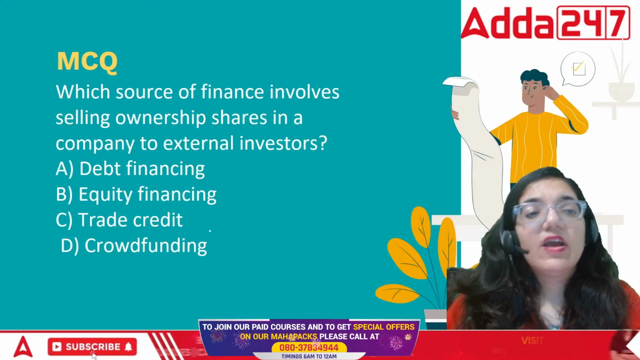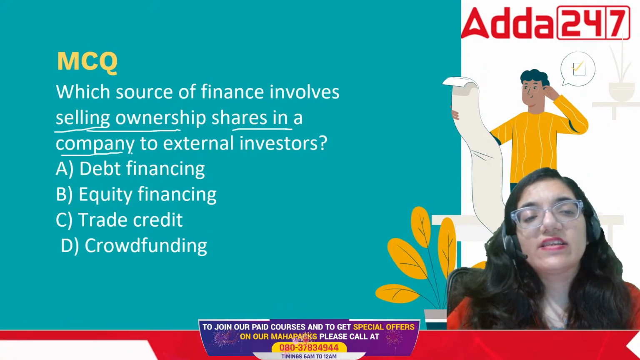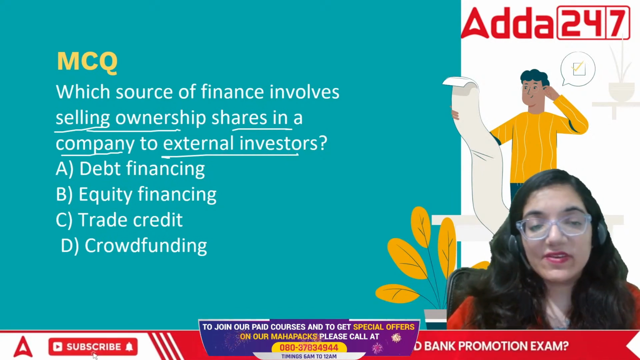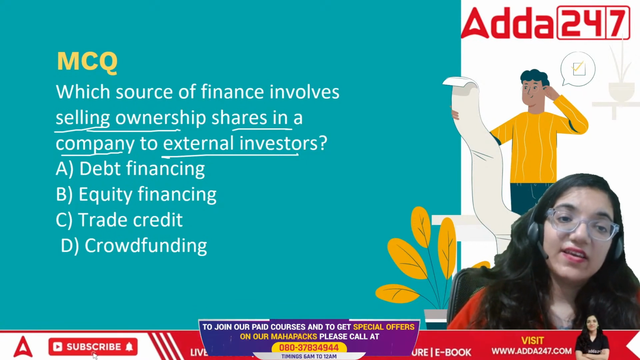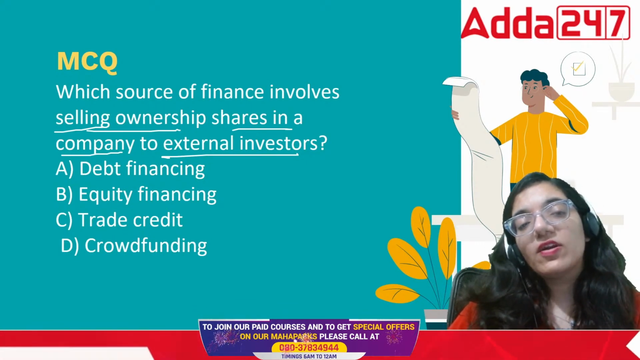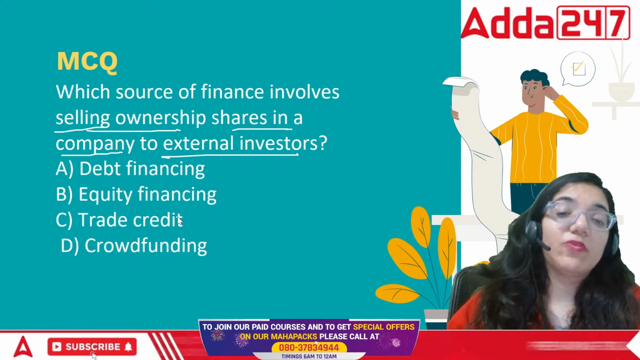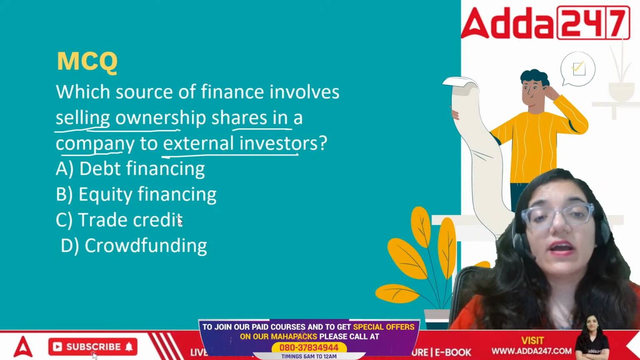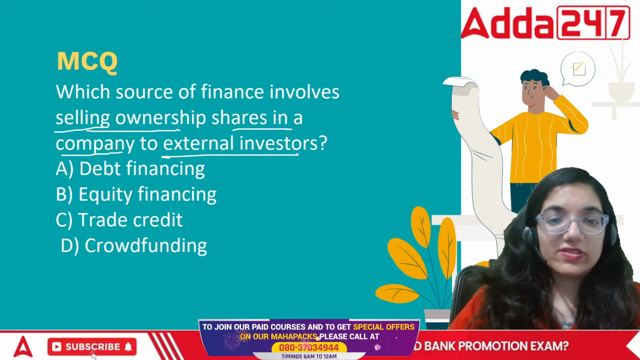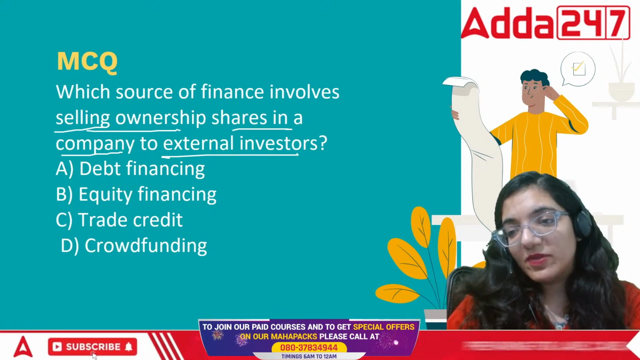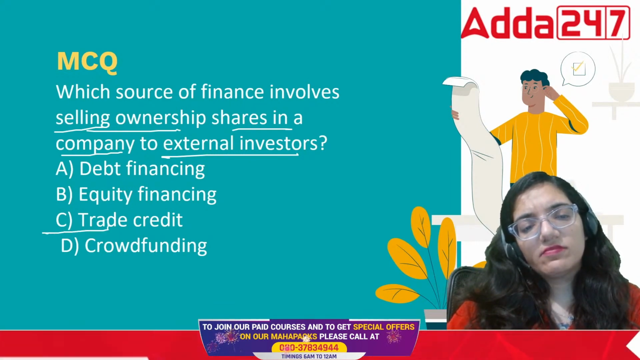Next question. Which source of finance involves selling ownership shares in the company to external investors? We are selling the shares of the company to outsiders. Is it debt financing, equity, trade credit, or crowdfunding? Crowdfunding is a cool way of raising money, but this is not done in our country right now. This is not gaining a lot of importance. Crowdfunding is that you tell people that you want money and they give money to you. Then in this case, the correct answer would be equity financing.